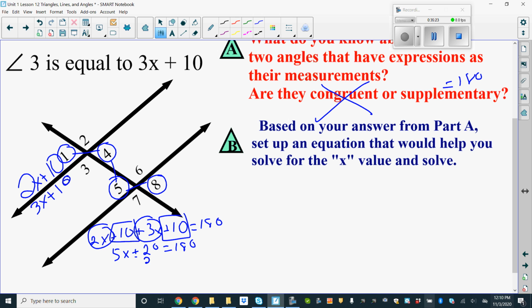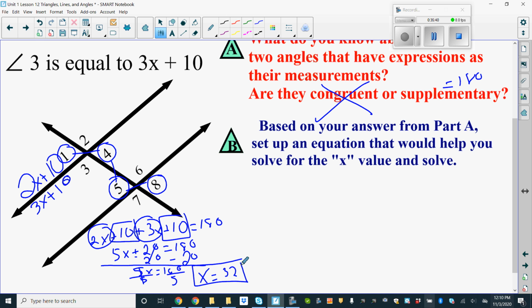Minus 20 on both sides now to get the variable alone. We're left with 5x equals 160. Divide by 5. Divide by 5. X equals 32.